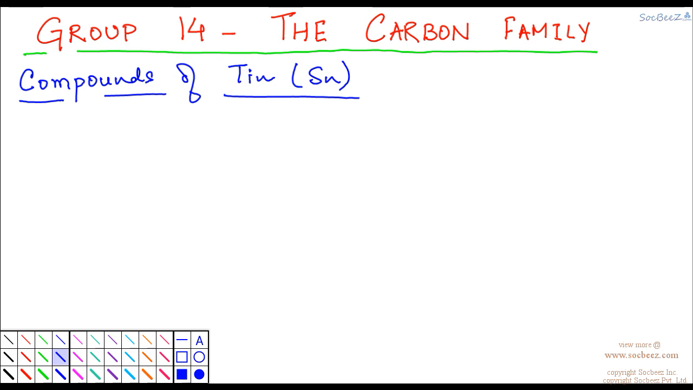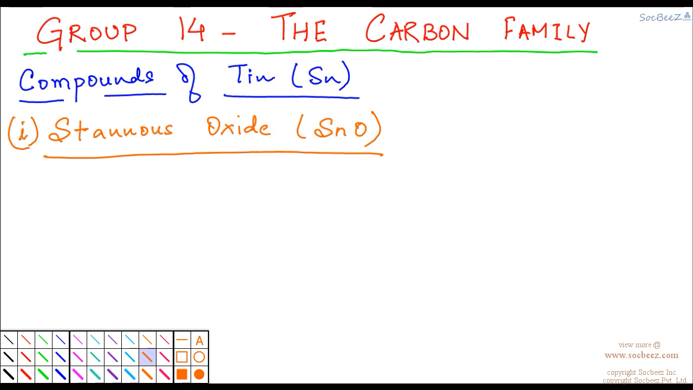So the first compound which we will see is stannous oxide. The formula for stannous oxide is SnO. The first thing I want to tell you is that whenever there is "ous", the oxidation state is +2, and whenever there is "ic", like stannic, tin would be in +4 state. Since it is stannous, the tin would be in +2 state.